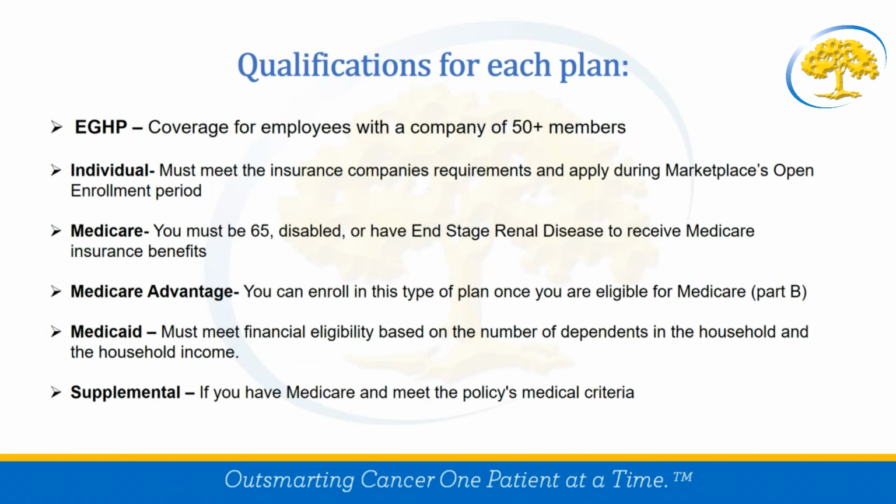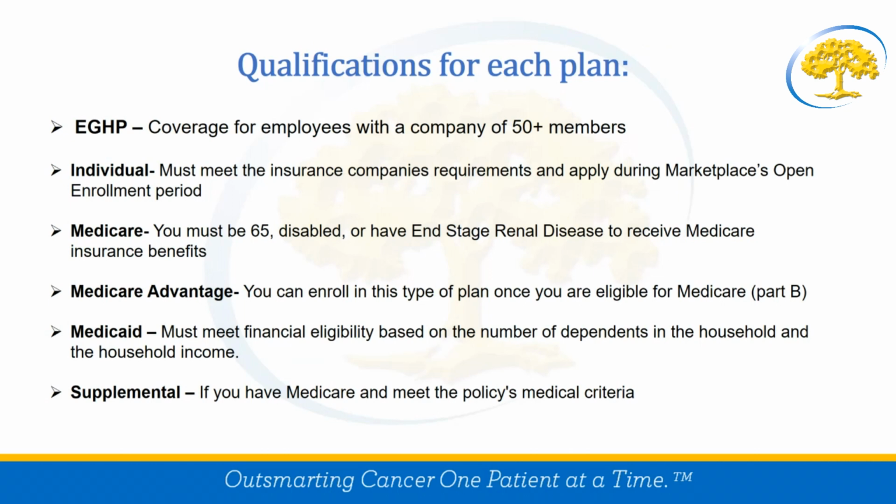Medicare, you must be 65 or older, disabled, or you can have end-stage renal disease, and then you would qualify for that medical or Medicare plan. There are different parts of Medicare. So Part A, you automatically qualify for. Part B, you do have to pay for, and you have to be age 65 or disabled.